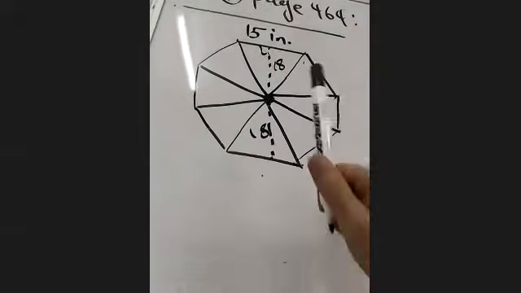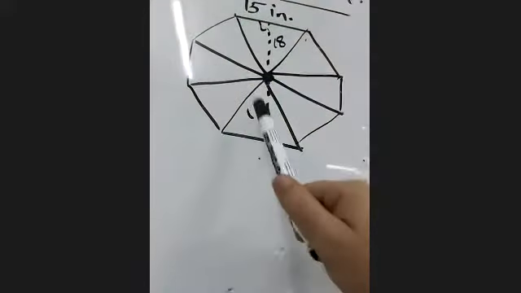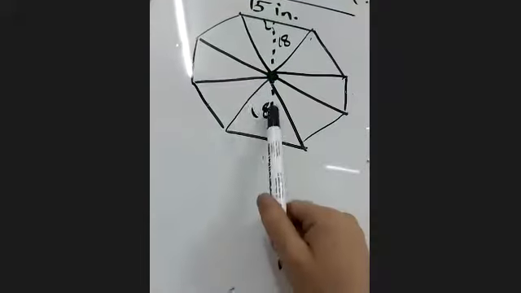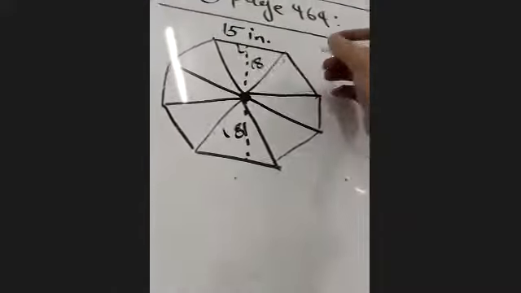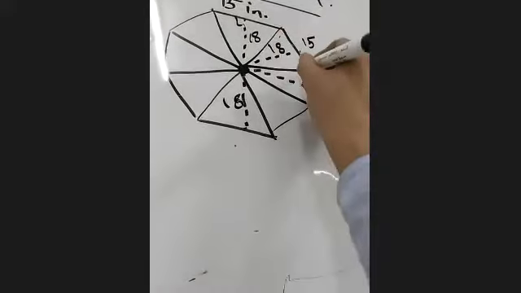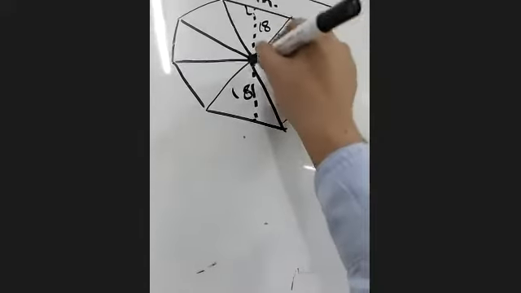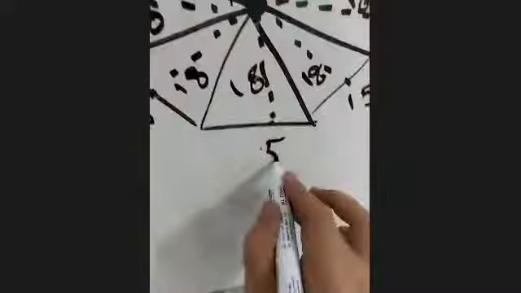Now what we have, guys, we have congruent triangles. We have 8 equal triangles. Let's count the triangles: 1, 2, 3, 4, 5, 6, 7, 8 triangles. And each triangle of them has base 15 with height 18. All of these triangles have the same base and the same height.